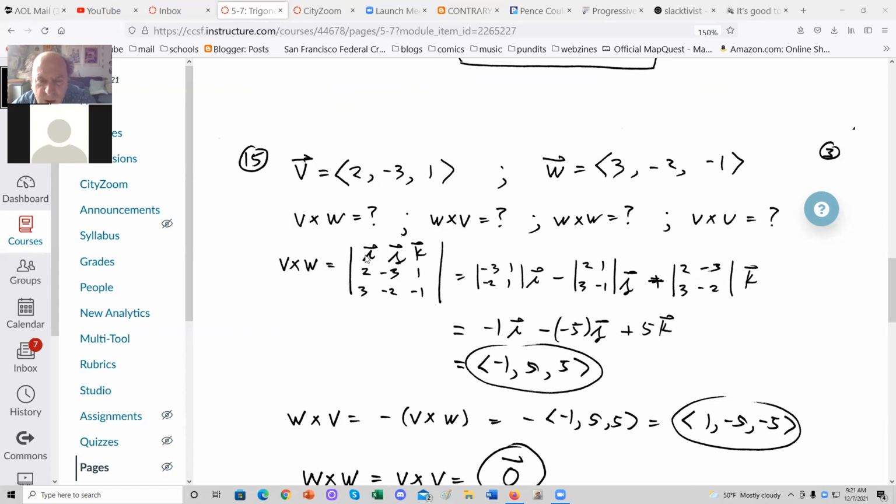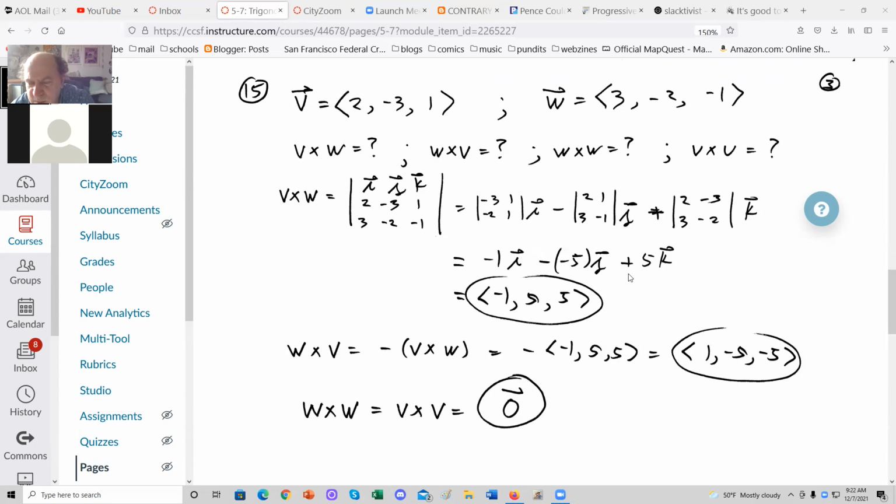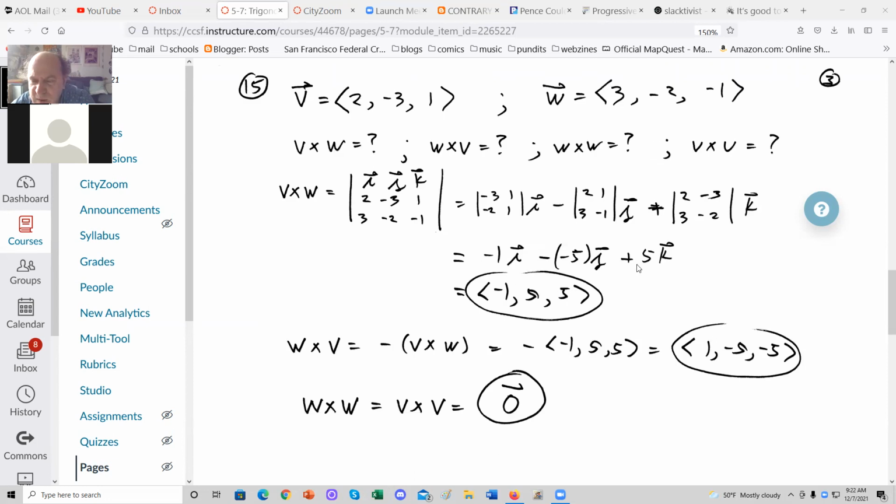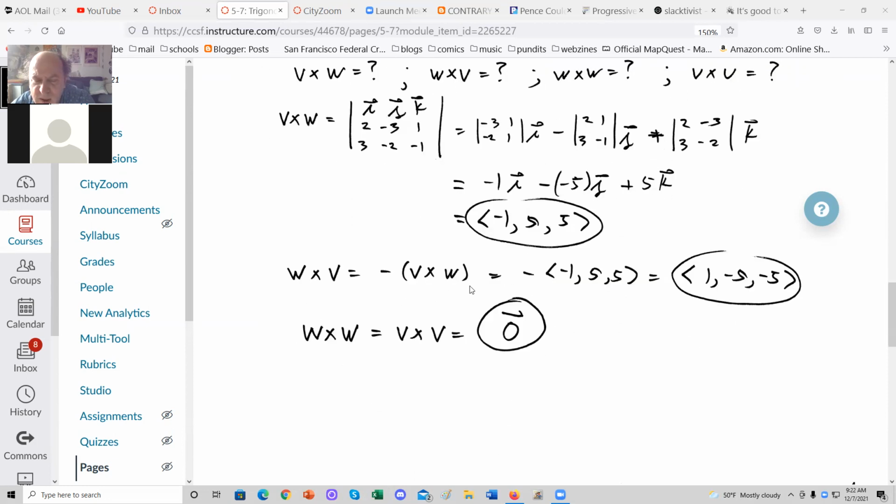So v cross w: i, j, k in the first row, 2, negative 3, 1 second row, 3, negative 2, negative 1 third row. So i times this determinant, negative 3, 1, negative 2, negative 1. It's plus minus plus, so it's a minus j times the determinant of 2, 1, 3, negative 1, plus k times the determinant of 2, negative 3, 3, negative 2. And after some work, it's negative 1, 5, 5. And v cross w, so w cross v is the opposite. So therefore, 1, negative 5, negative 5.